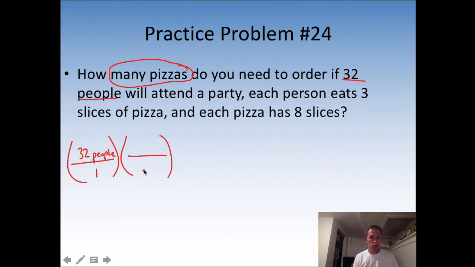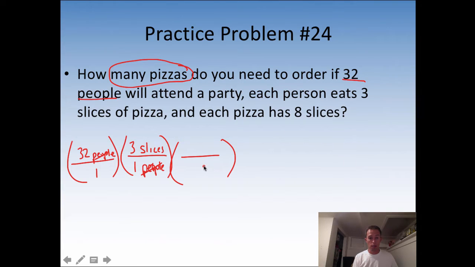Now we're just going to convert using conversion factors here. If people is on top, we know that people has to be on bottom. Is there a conversion factor that goes from people to something else? Well, yeah, it says each person eats 3 slices of pizza. So one person eats 3 slices. Now my people divided by people is 1, so I can cancel that out. It's gone. Now I'm at slices, but I can't stop there because I want to know how many pizzas. So I need another conversion factor, so I'm going to put in another one.